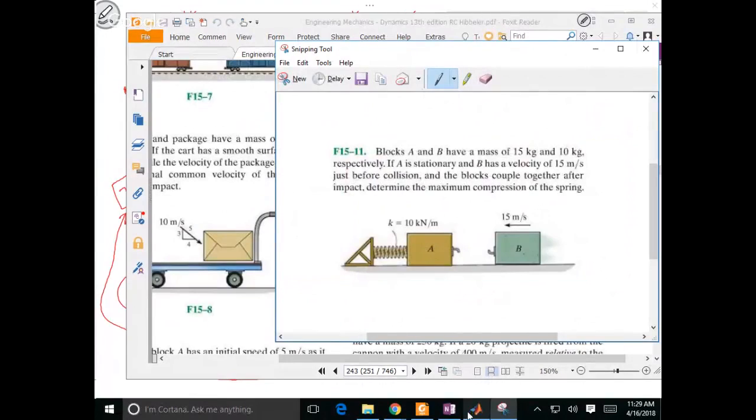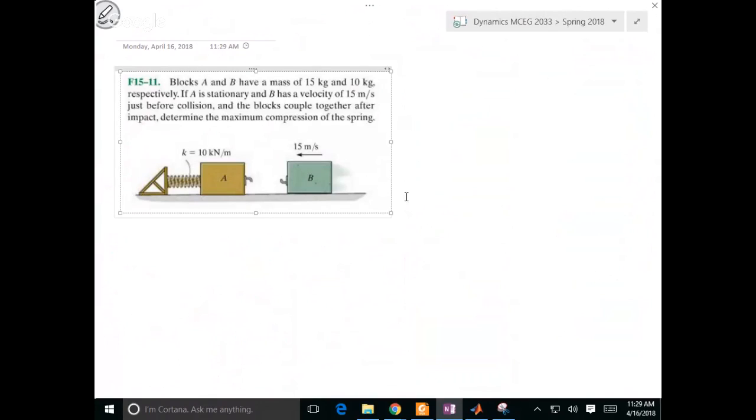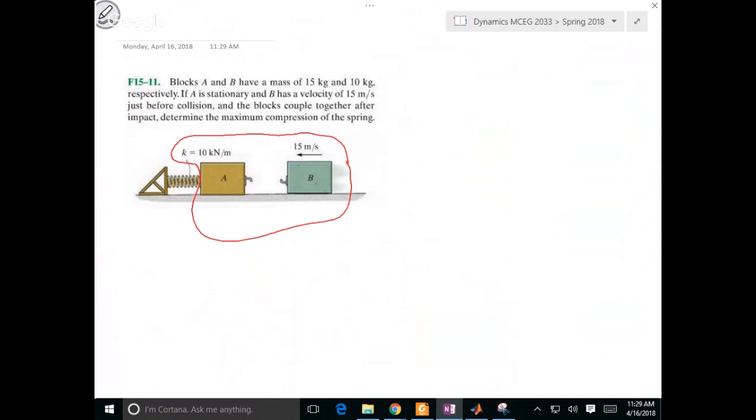So if you go in, start yourself a new page. Okay, so what you got is two phases of this. First phase is right at the impact. So this is your system. Okay, so they're before impact.